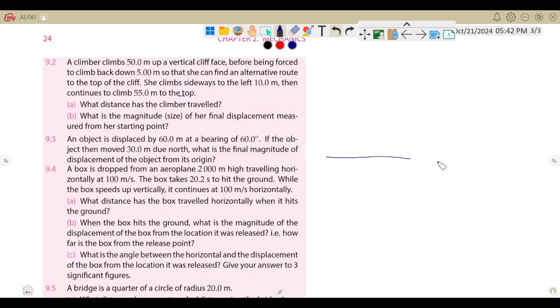Again, we can just draw the situation here. This is the ground, and firstly she went up for 50 meters, and after that, before being forced to climb back down, that means after she reached this point 50 meters high, she came back down for 5 meters. After that she climbed sideways to the left. Let's say she climbed for this distance, 10 meters. Then she continued climbing 55 meters to the top.